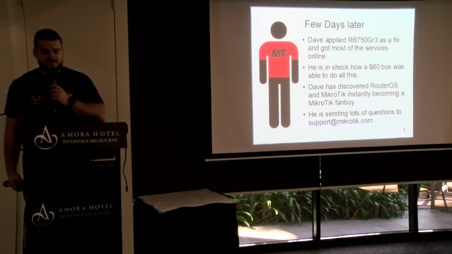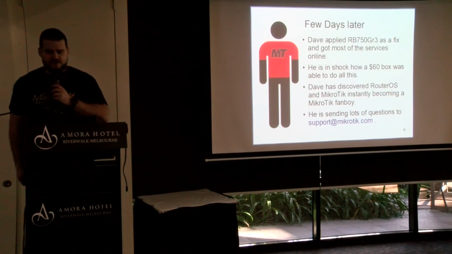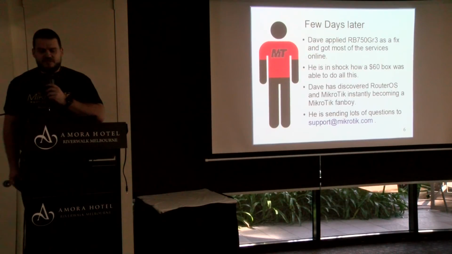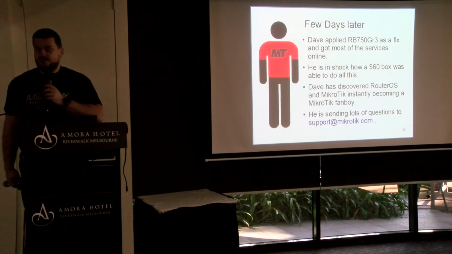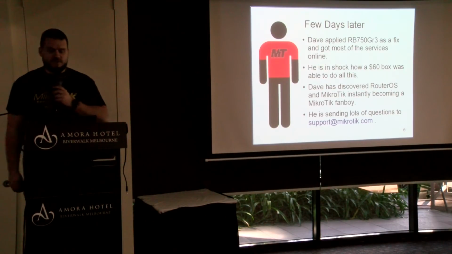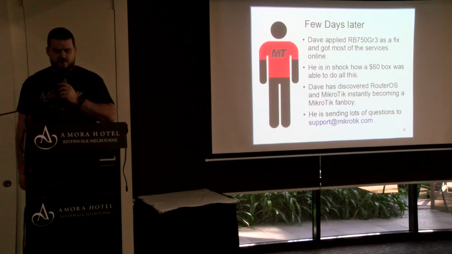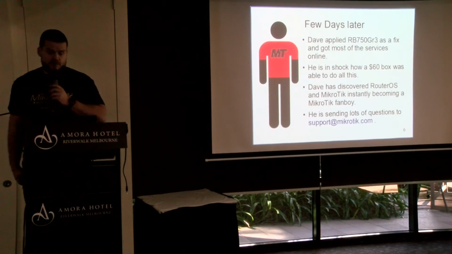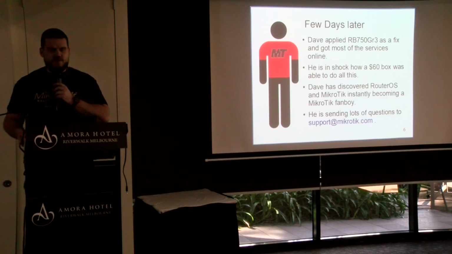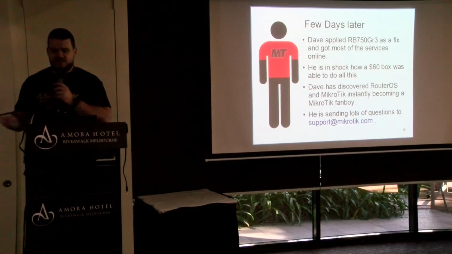A few days later, again, mind the shirt. It's a wrong MikroTik emblem there, but at least it's in the right direction. He managed to fix all the services that he needed with this 750G R3. He's in shock that $60 US can actually do all those things. He discovers RouterOS and becomes a fan. And of course, at that point, he starts sending lots of questions to the MikroTik support. And I don't mean like one or two per week. That's like 10, 20 emails per week.